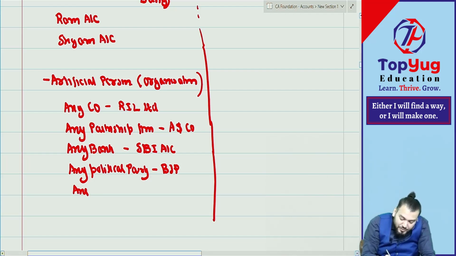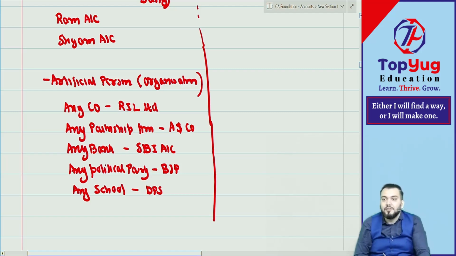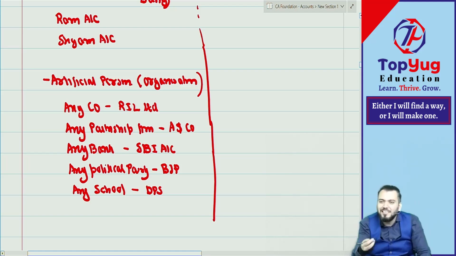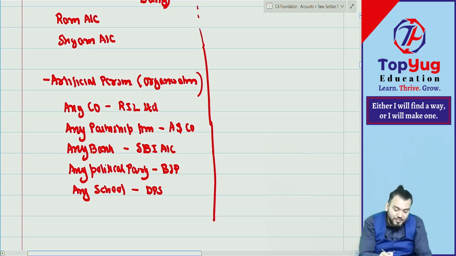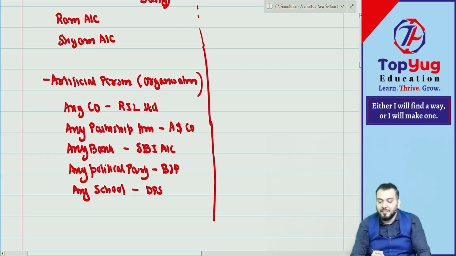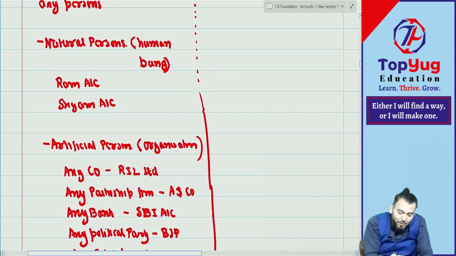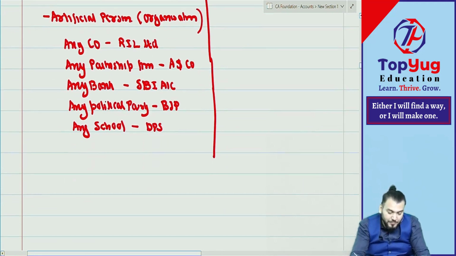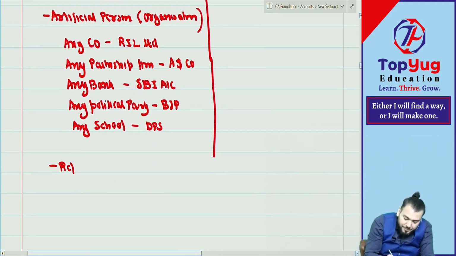If I say any school, for example DPS school, so if I say DPS account, it is also an artificial person personal account. I hope you have understood this thing. So this is known as artificial person. Correct? I hope you have understood natural person and artificial person. What I want to say, all are personal accounts. Whether it is Ram account or Ram and Company account, both are personal accounts.